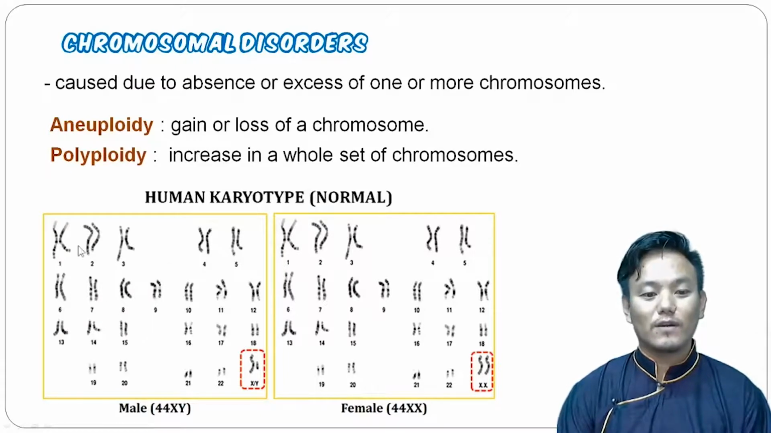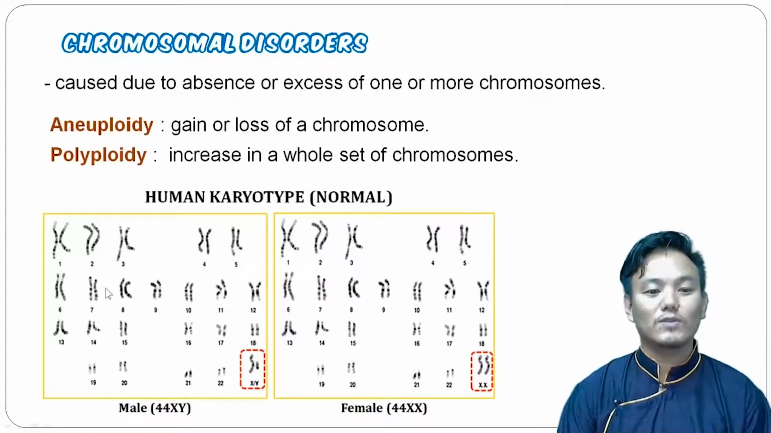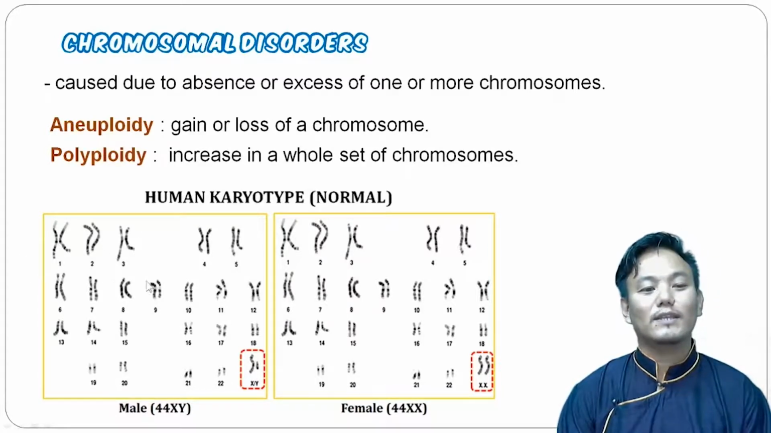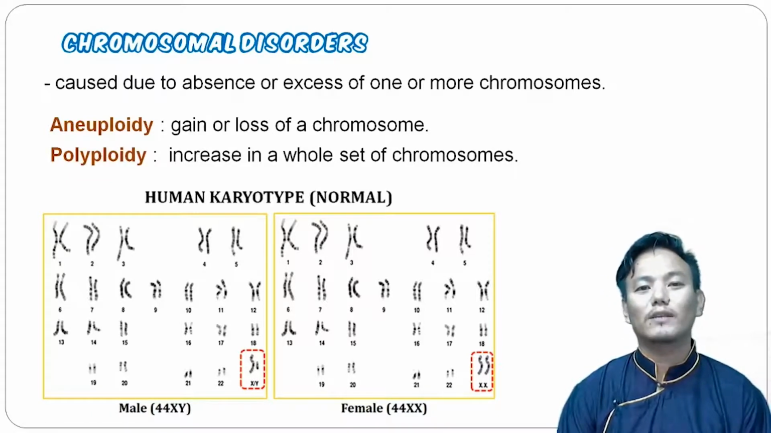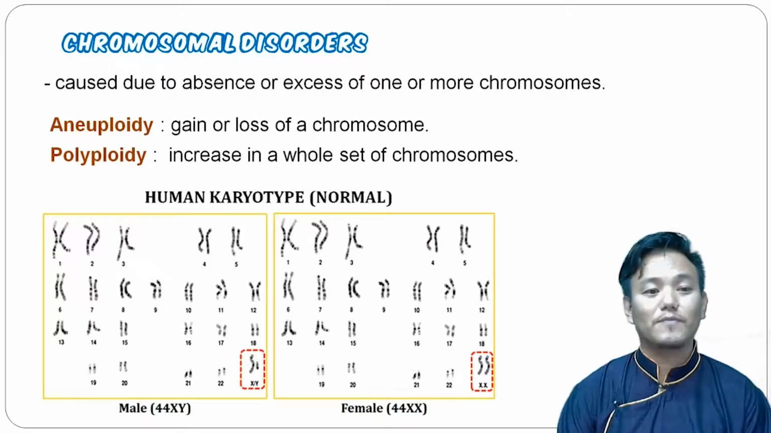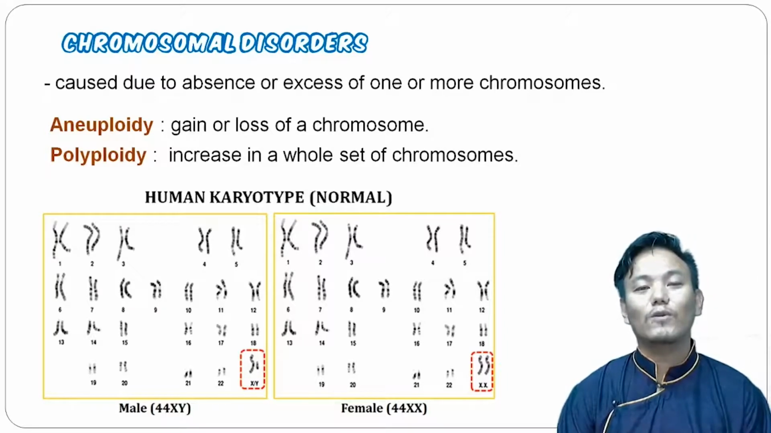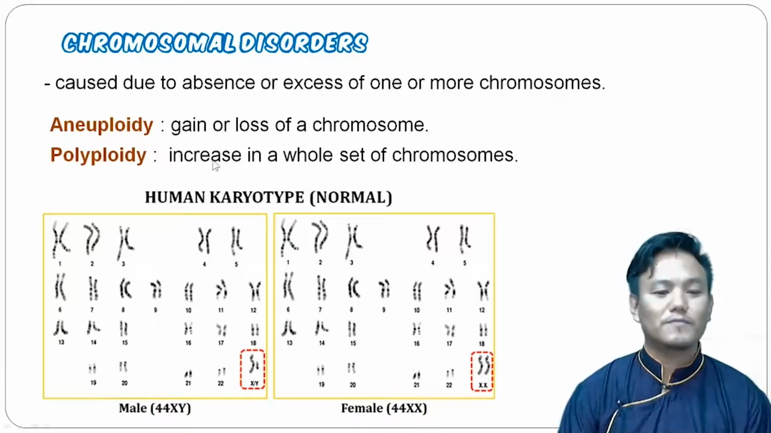Whereas if a person gains an entire set of these chromosomes in a cell, then that person is suffering from polyploidy. But polyploidy is very rare in animals. It is more common in plants. Polyploidy is more common in plants and less common in animals. In animals, polyploidy will lead to abortion.